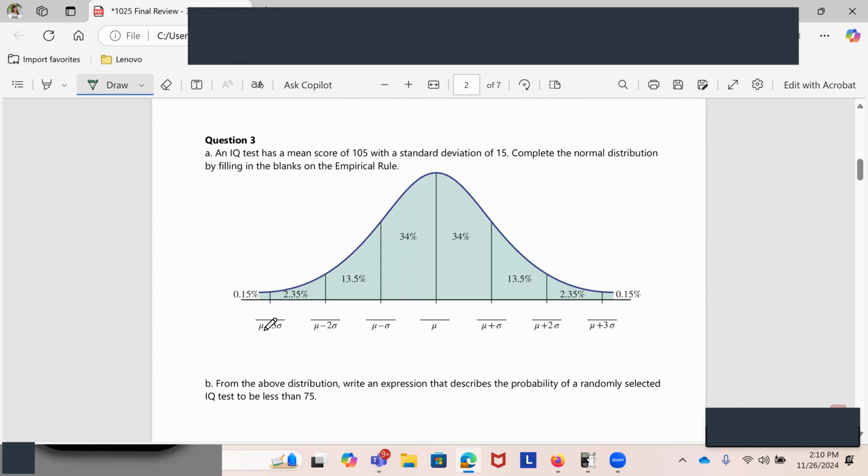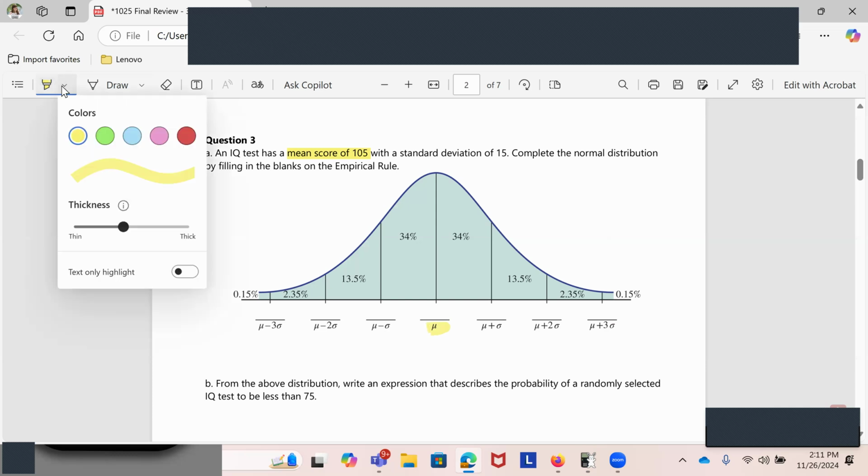This was when we talked about normal distribution and standard deviation. They're going to give you the normal curve like this with the percents already written in, and then they're going to give you the mean. So they're going to tell you what the mean is here. That number goes right in the middle of the normal curve.